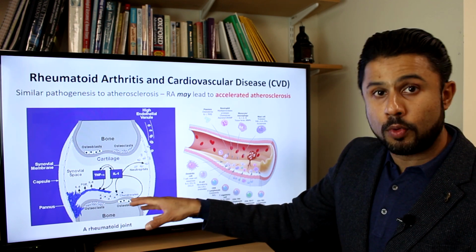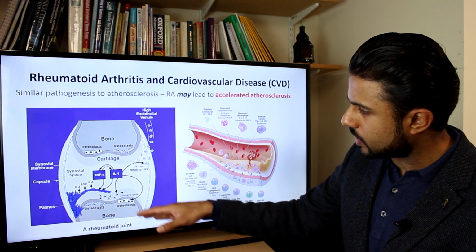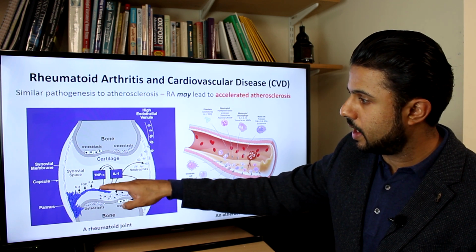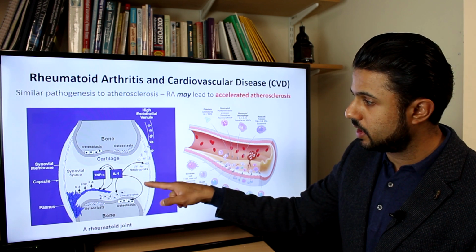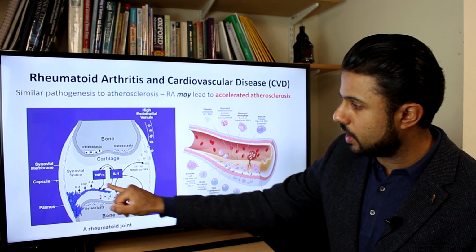But this picture is more detailed than the one on the previous slide, and what you can actually see is that there are numerous changes that are happening inside the joint, and you can see, for example, these pro-inflammatory cytokines, tumor necrosis factor alpha, interleukin 1, we've got interleukin 6.